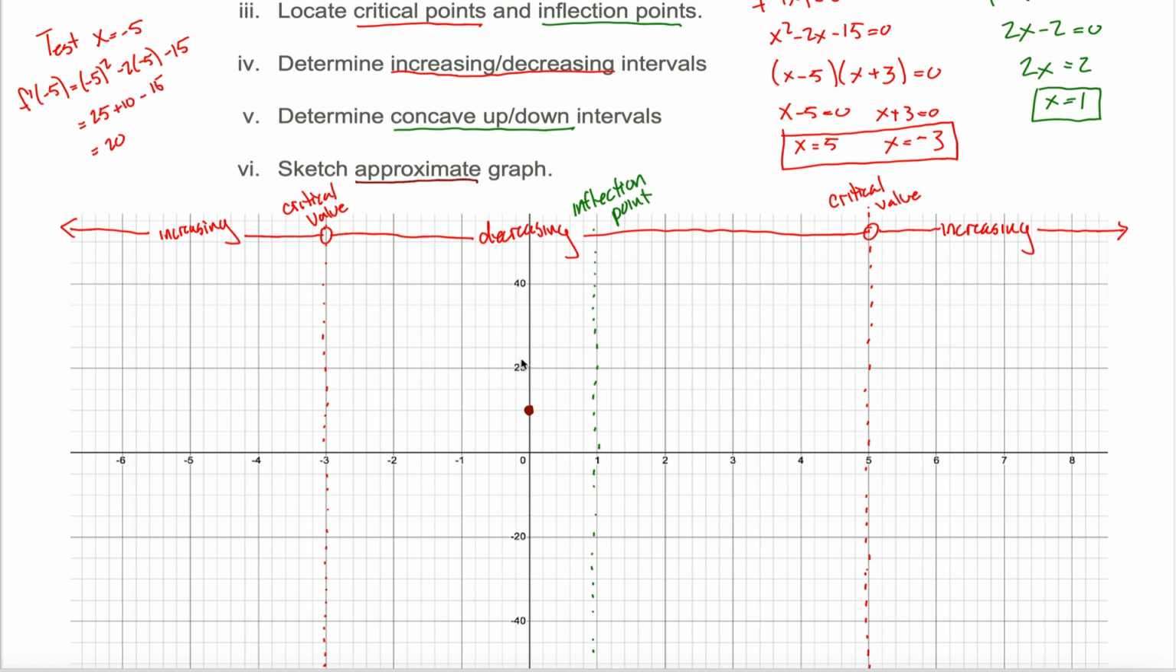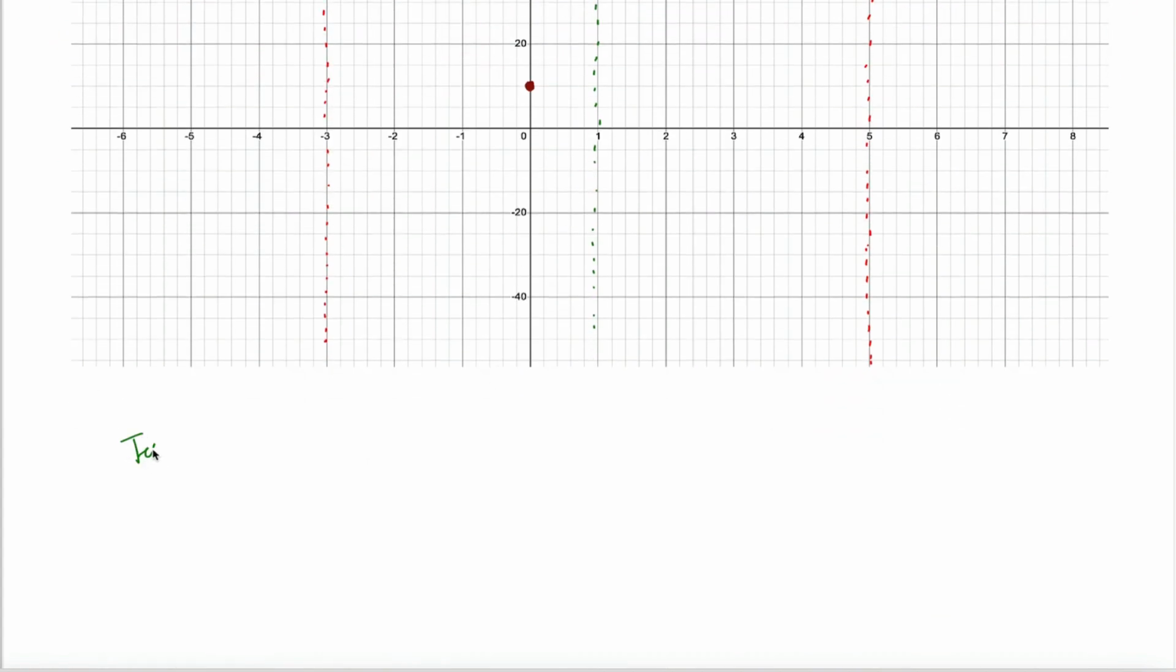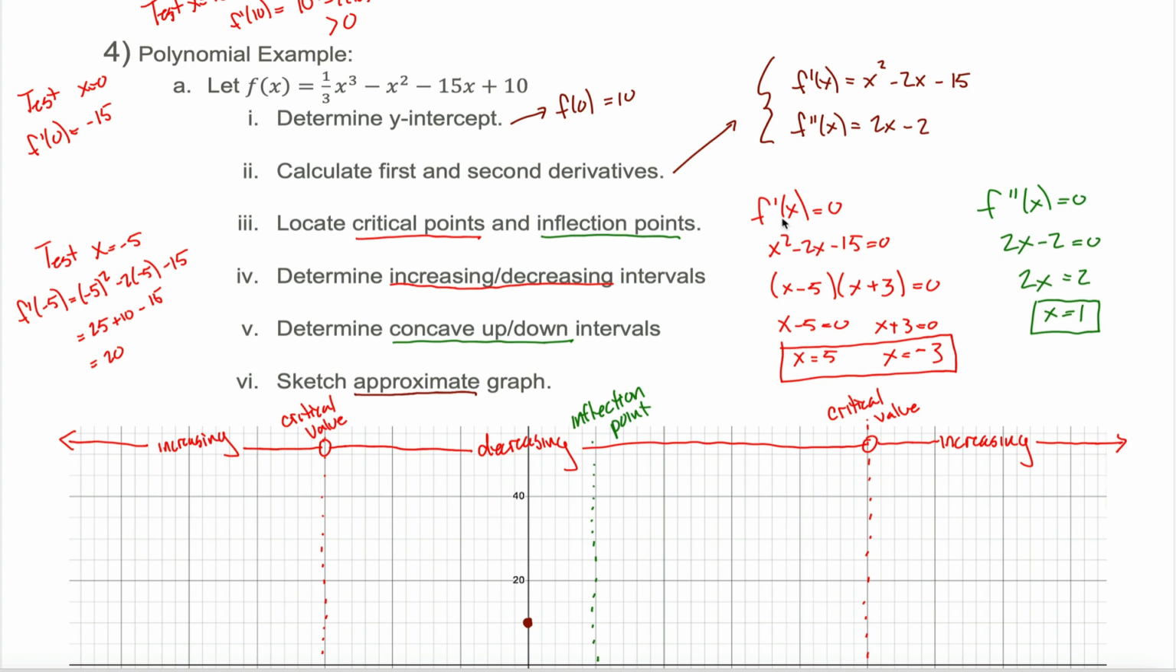So if my graph is concave up at, I don't know, 0 for example, then my graph is concave up for all numbers that are less than 1. So let's test x equals 0 and see what happens. When I say test x equals 0, I don't mean plug 0 into the first derivative, but I instead mean plug 0 into the second derivative, because now I'm not interested in whether my graph is increasing or decreasing at 0. I'm interested in whether it's concave up or concave down at 0.